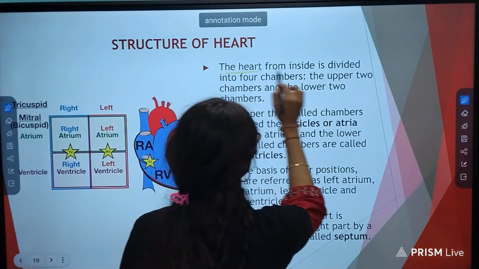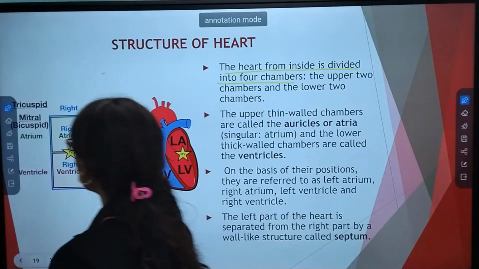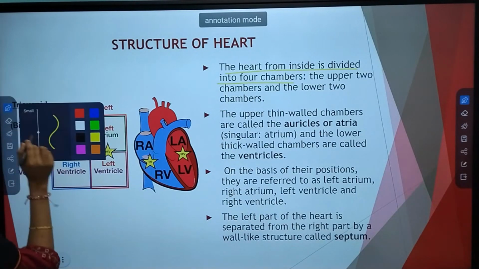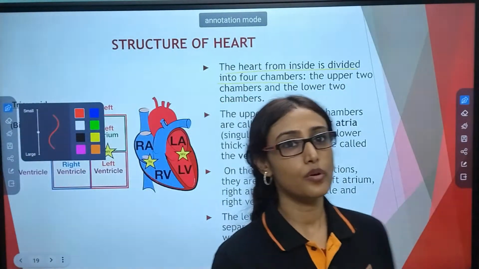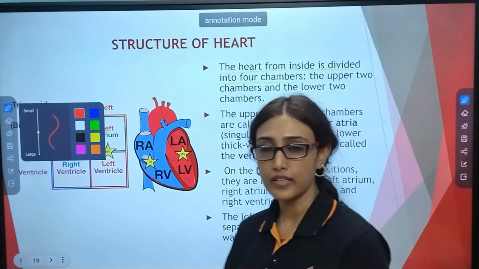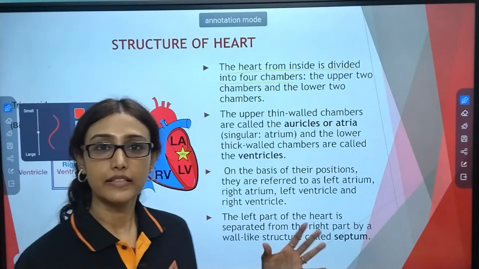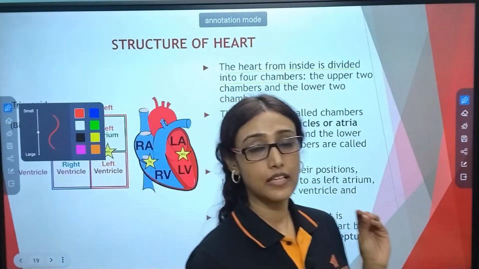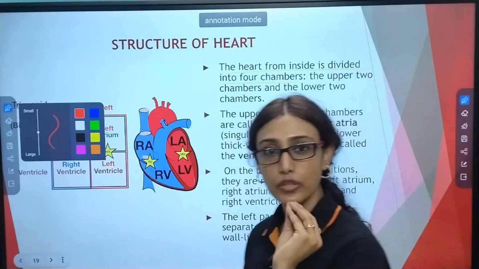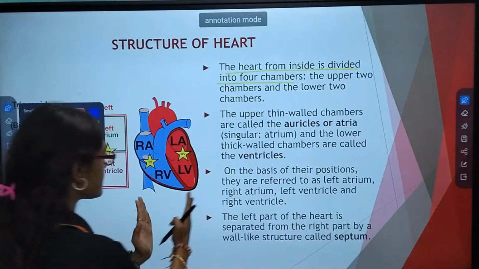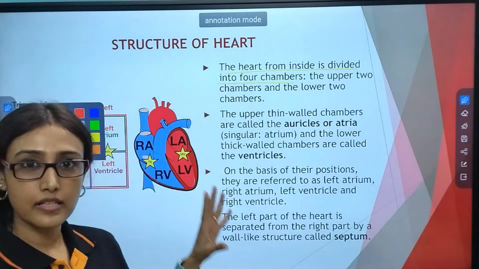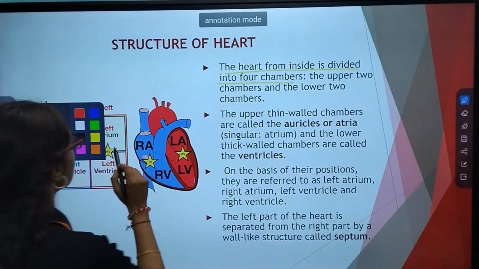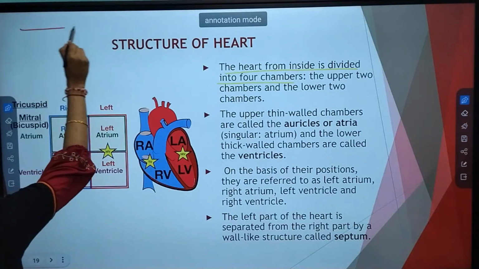It is written over here, right? So what is the meaning of chamber? Since you are in a smaller class, I will try to make you understand through a diagram, so that the concept is clear to you. The structure of the heart is very difficult, you can see, so it is difficult for you to understand. So let us understand in an easier way.